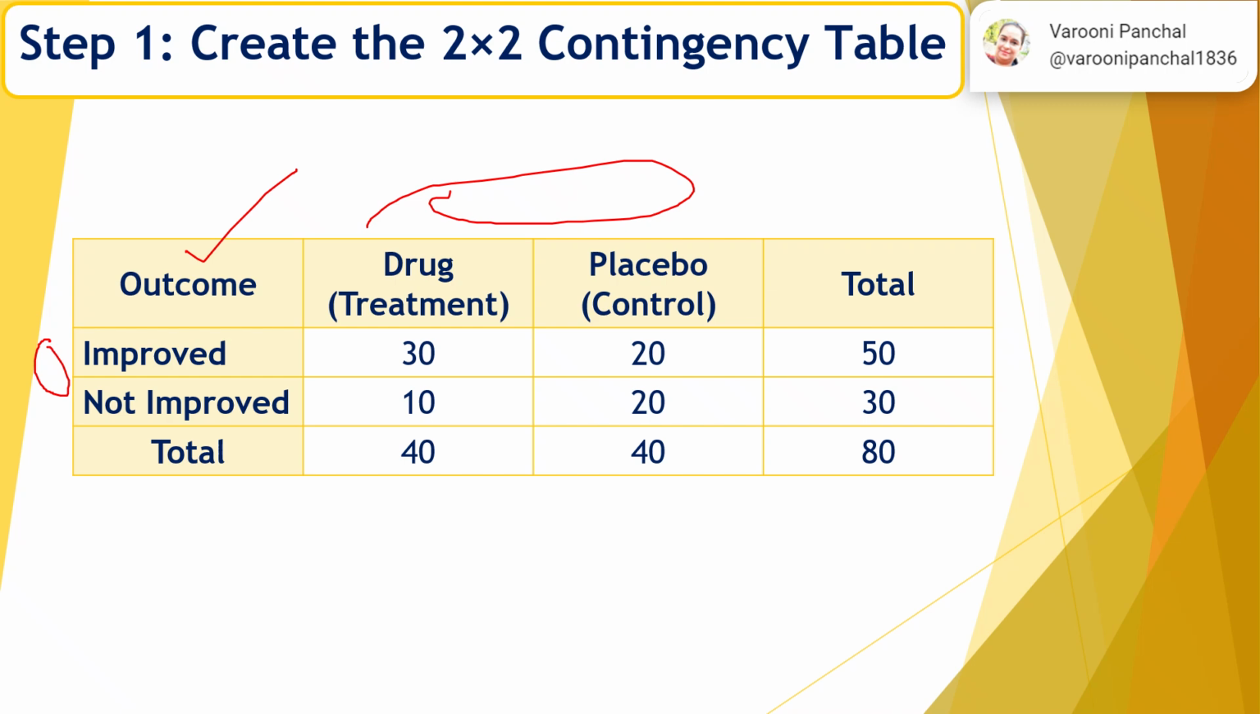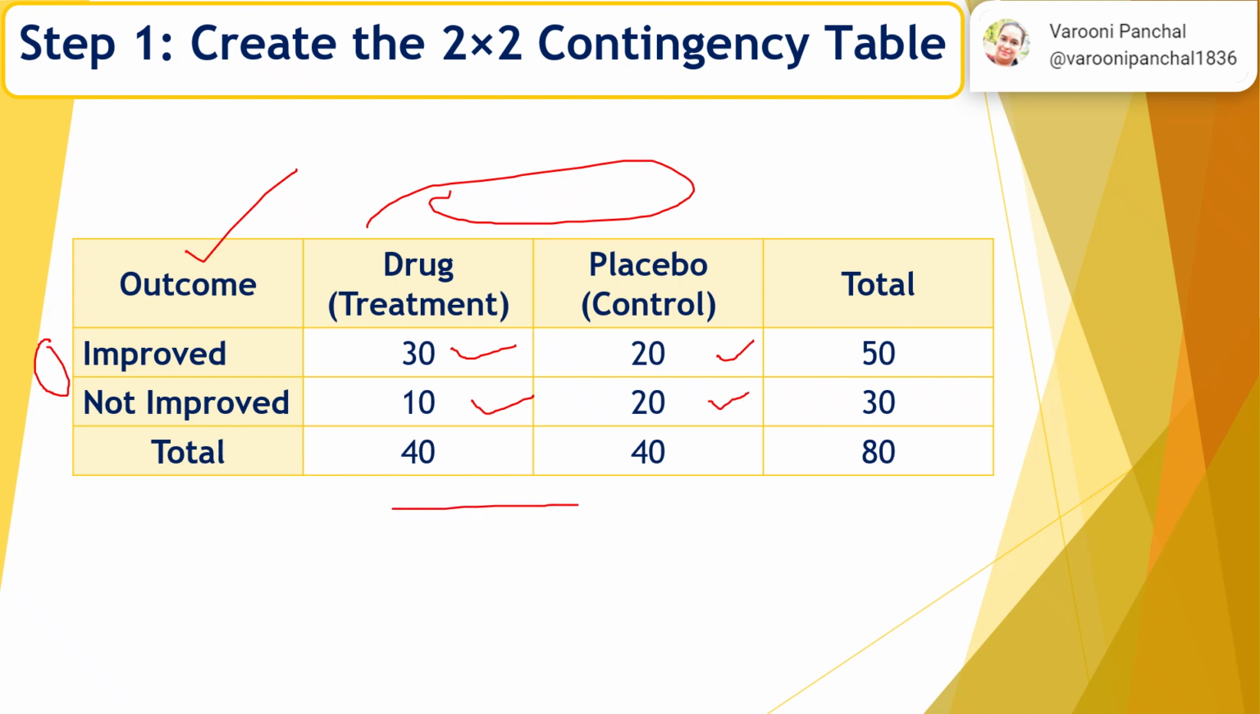So, for example, how many patients improved on the drug? That is 30. The number of patients in placebo who improved is 20. Those patients who did not improve and who received the drug treatment under testing in the clinical trial number 10, and these 20 are patients who did not improve and who fall under the placebo control.